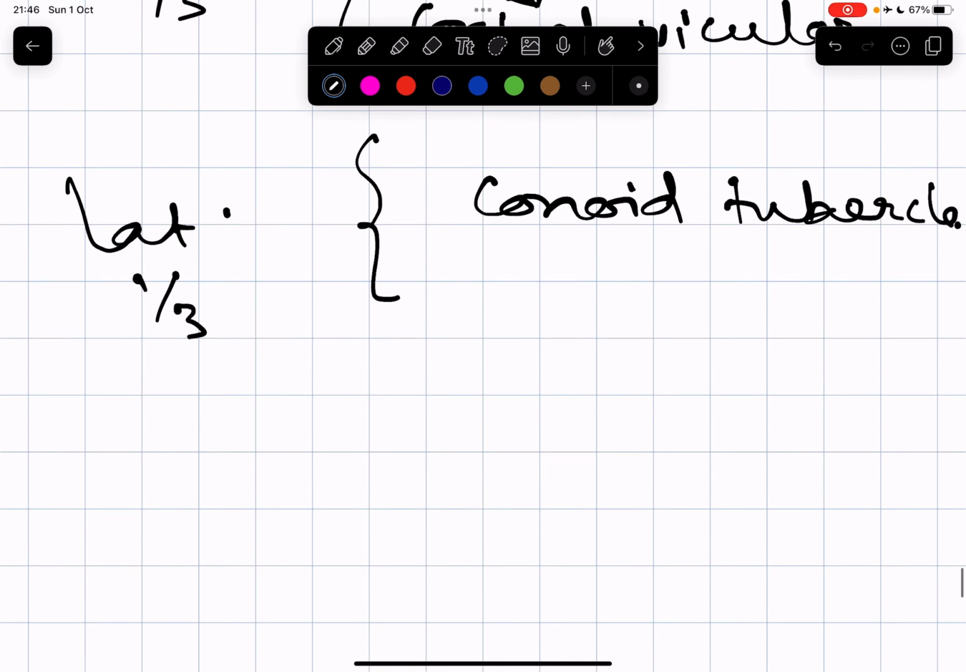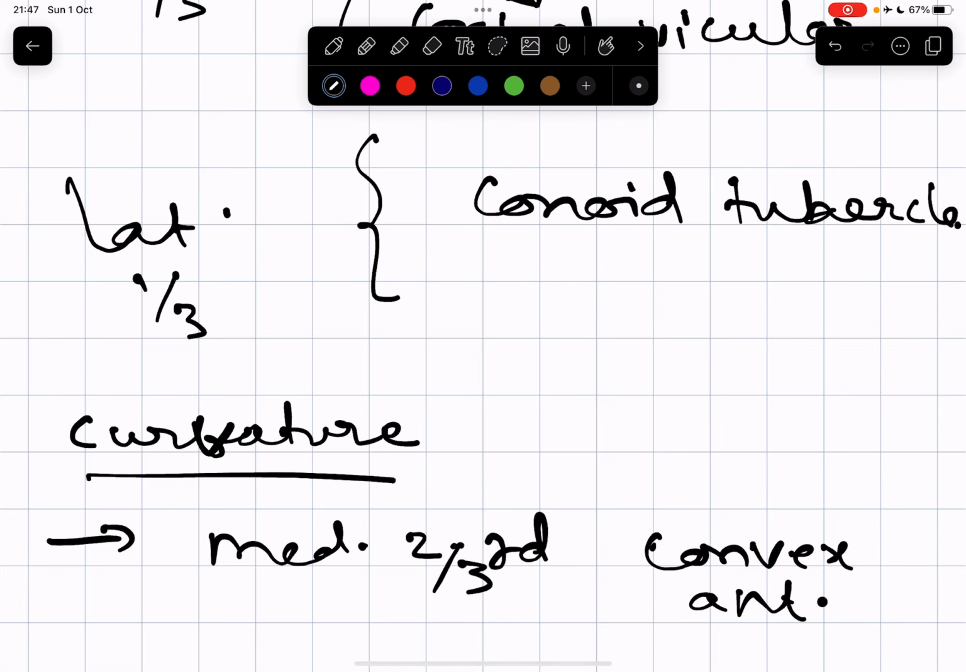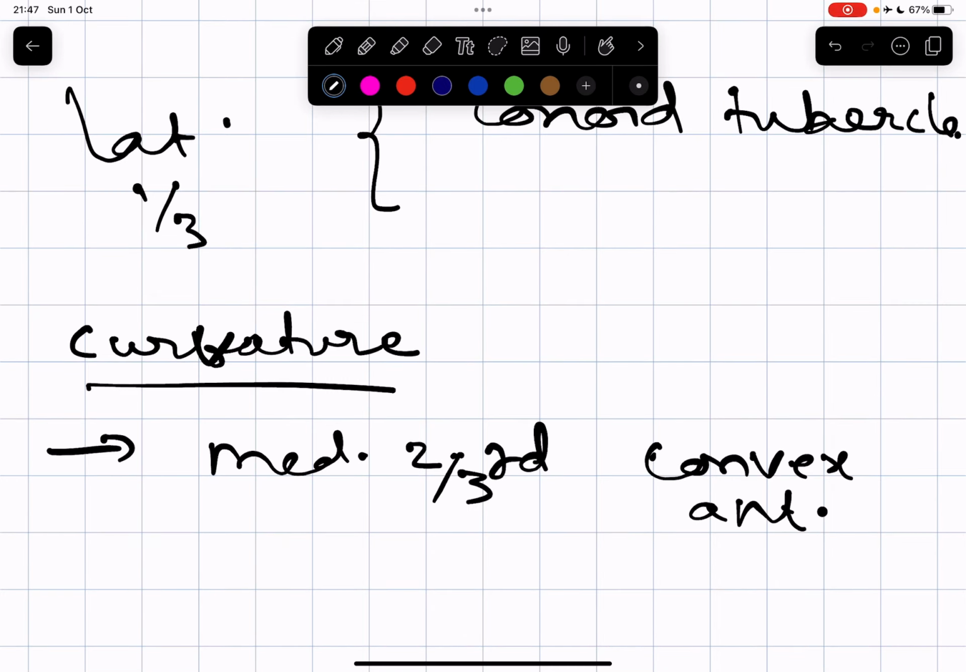Also, you have to look at the curvatures of the shaft. You should hold it in such a way that the medial 2/3 is convex anteriorly. So all these points when lined up together will help you identify the side of the given clavicle. So side is either left or right. Now look at this clavicle here. So this is the anatomical position.